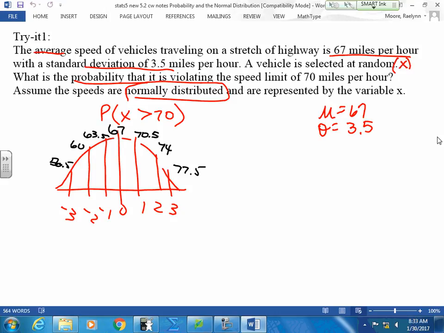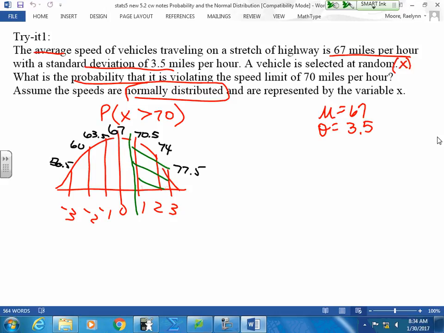Where is our 70? Between what two z-scores do I find 70? 0 and 1, really pretty close to the 1, right? Do I want the area to the left or to the right? To the right. So should it be less than 50% or more than 50%? That chunk of curve. Less than 50%, right?